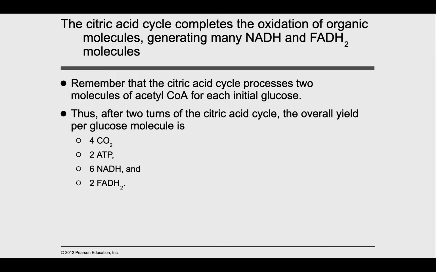All right, so again, I kind of mentioned this previously that one round of that cycle is one acetyl group. Now each molecule of glucose produces 2 acetyl groups. So after 2 turns of the citric acid cycle, for 1 molecule of glucose, we get 4 CO2, 2 ATP, 6 NADHs, and 2 FADH2s. So this is per 1 molecule of glucose, 2 molecules of acetyl groups.